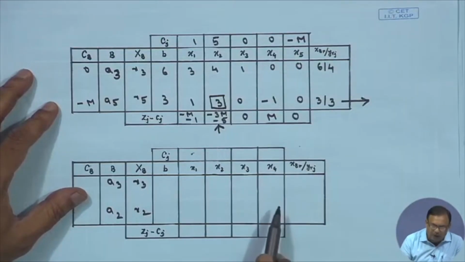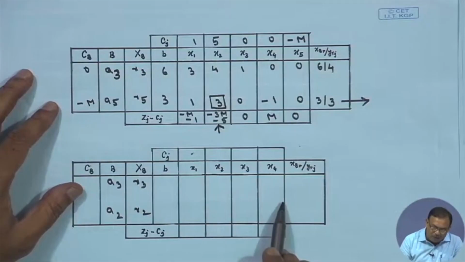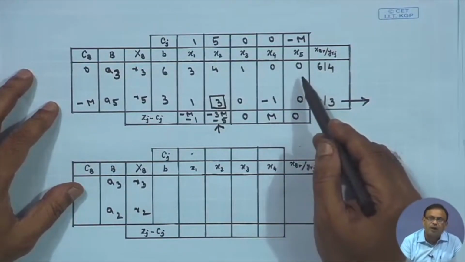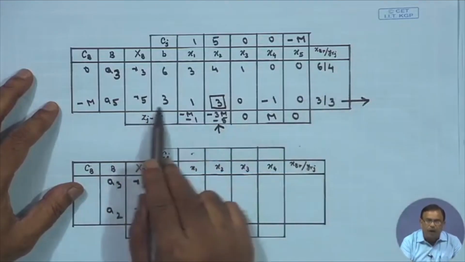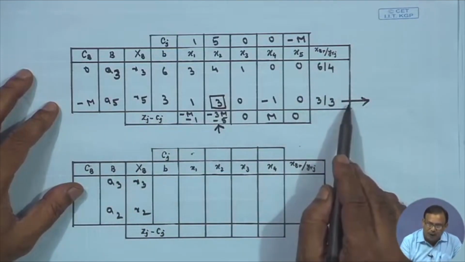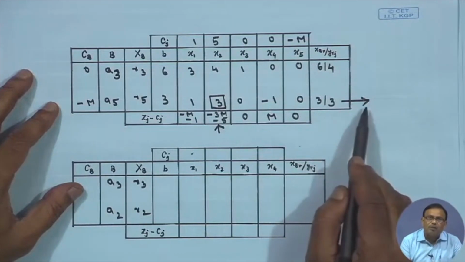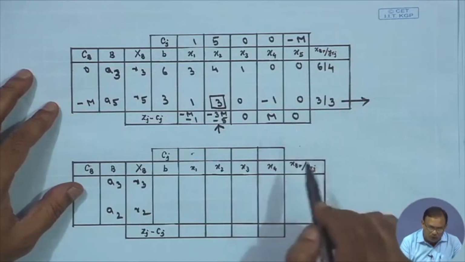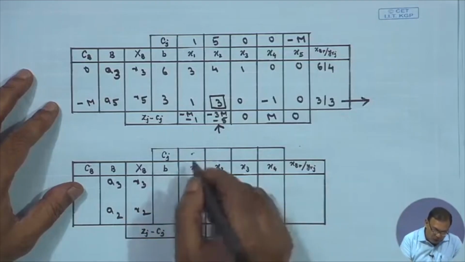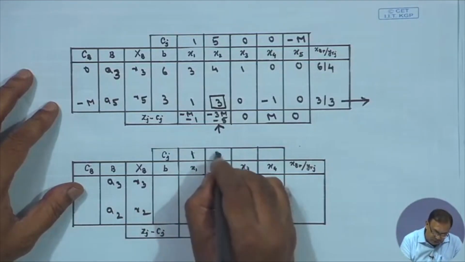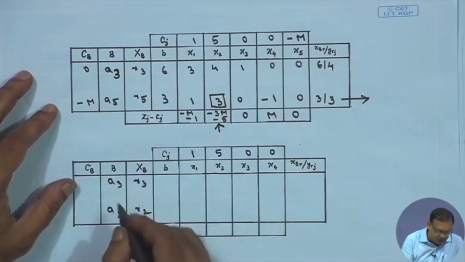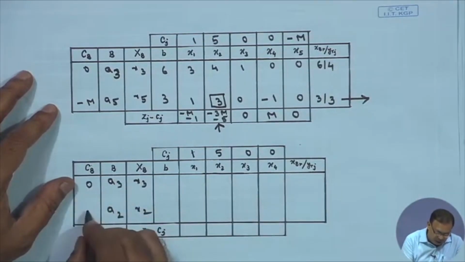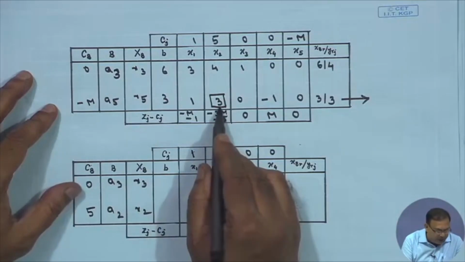So, if you see the next table, the column for x 5 we have removed, whereas it was present in the first table. The reason is that x 5 is an artificial variable, and since it is departing, I have to remove the corresponding column. Now write down the Cj, that is 1 5 0 0, so that your x 3 is 0 and a 2 is 5. So, I will make it 1.